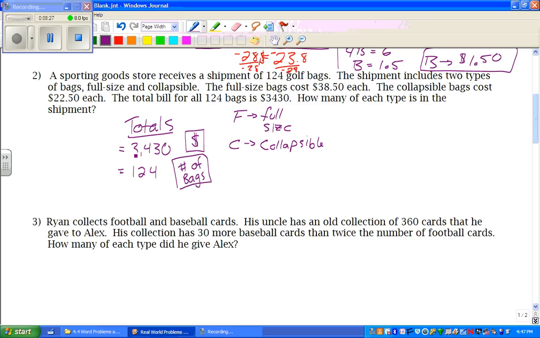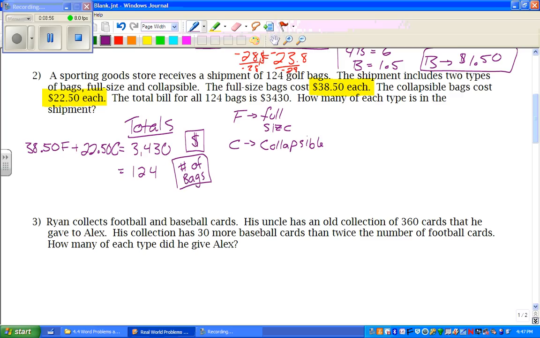So in my first equation, how much does a full-size bag cost? Well, the full-size bag costs $38.50, and the collapsible bag costs $22.50. So as an equation, it would be $38.50 for each full-size bag, plus $22.50 for each collapsible bag, gives you a total of $3,430.